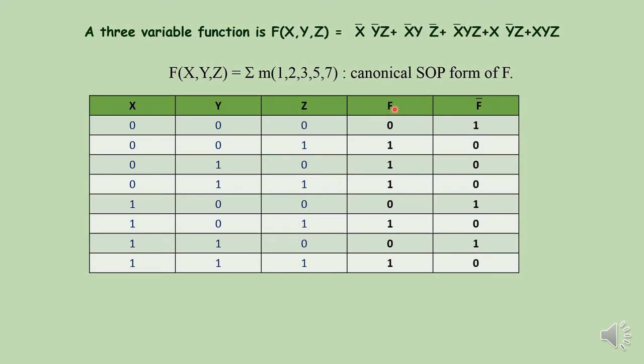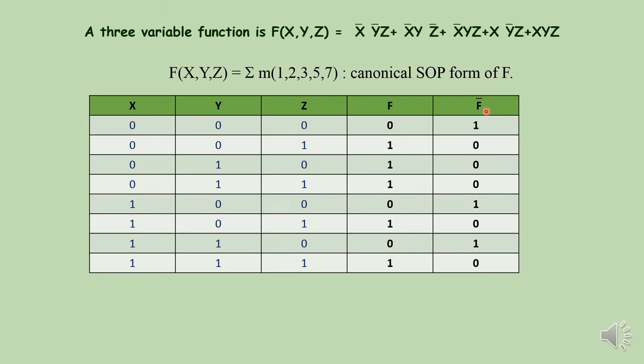Here we write F, which is the output of this expression. F is true for which minterm? For M1, M2, M3, M5 and M7. So for M1 F is true, for M2 F is true, for M3 F is true, for M5 F is true and for M7 F is true. Right? The rest of the entries are represented by 0.